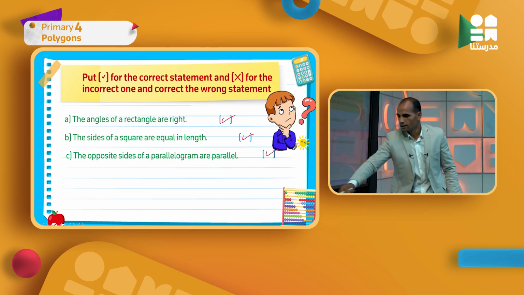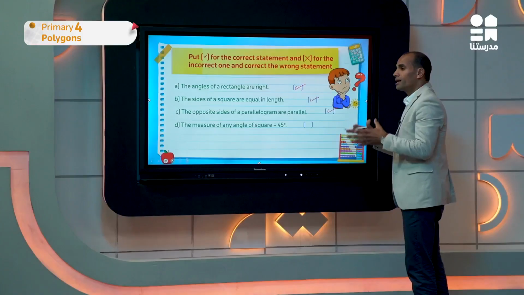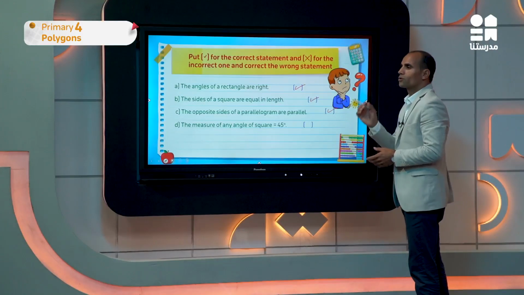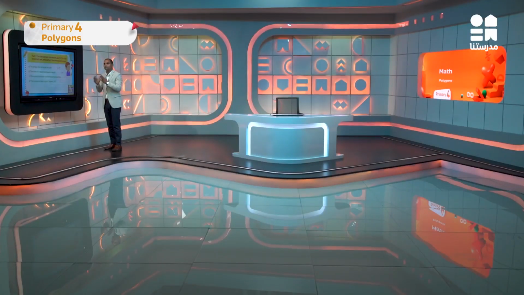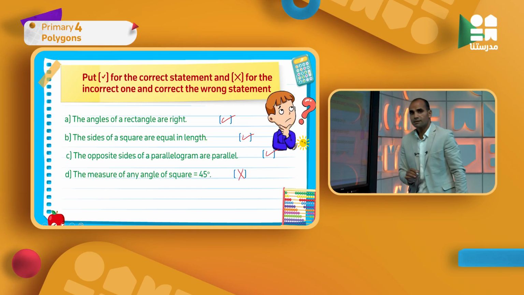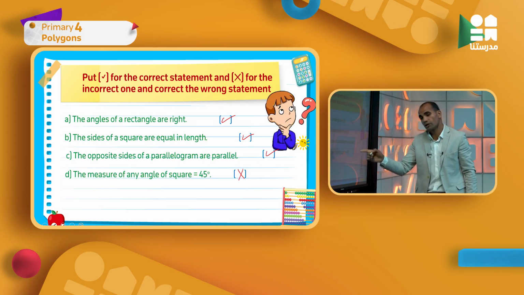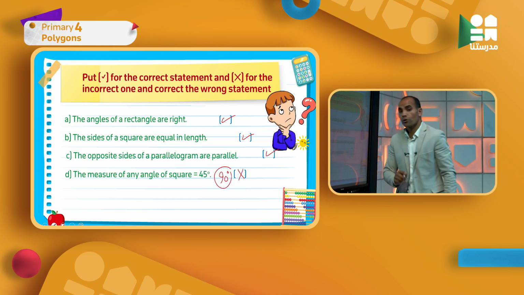The next. The measure of any angle of a square is 45 degrees. The square has 4 angles. And the measure of each angle is what? 90 degrees. Great. 90 degrees because each angle of the angles of the square is a right angle. And we studied before in grade 3, the measure of the right angle equals 90 degrees. So this is incorrect. This is wrong, because the correct is 90 degrees, not 45. So this is the correct answer.